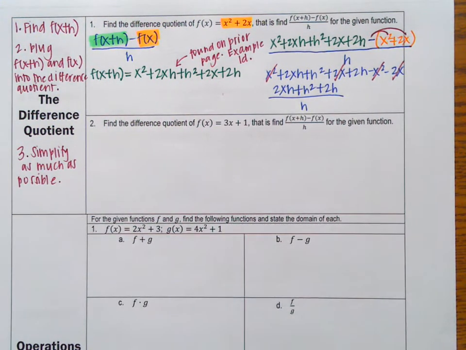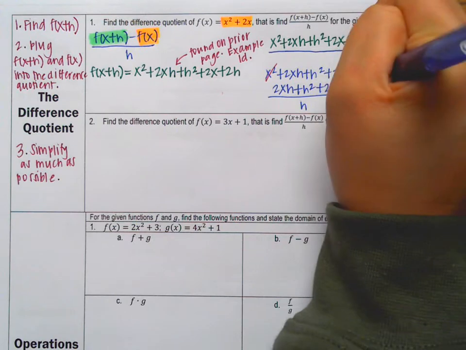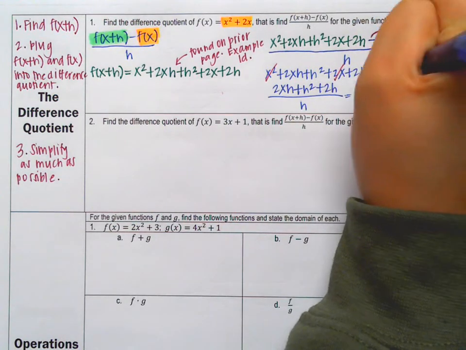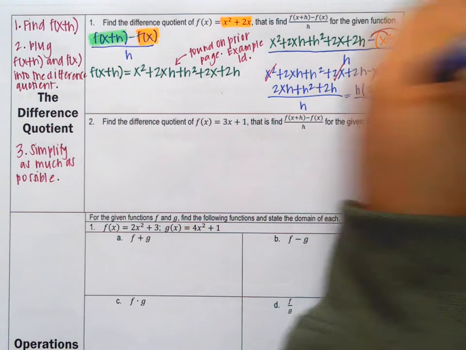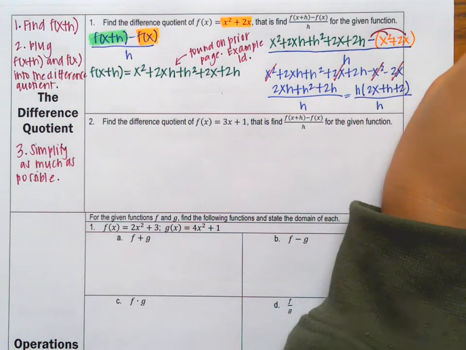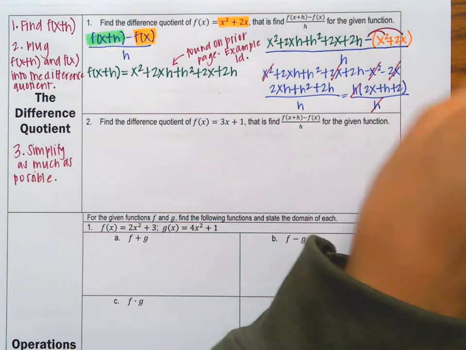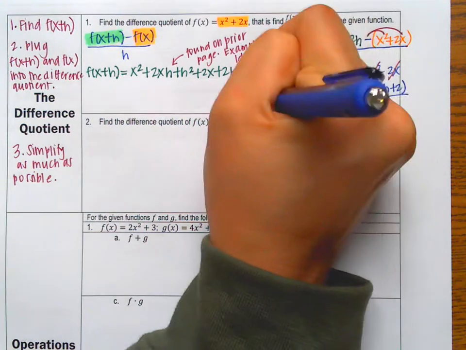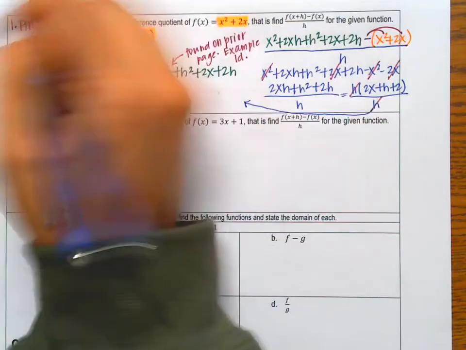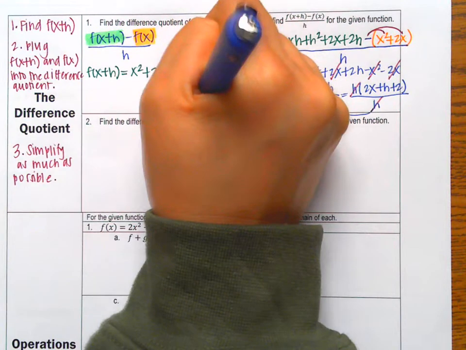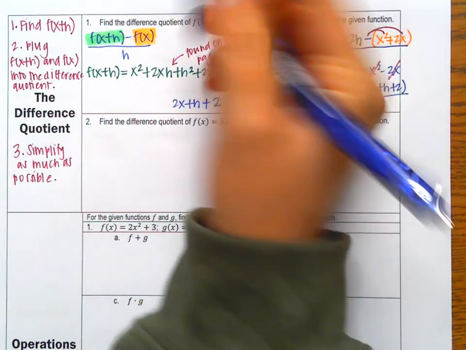Well, what do all of those terms in the numerator have in common? 2xh plus h squared plus 2h. They all have an h. So we can factor out a GCF of h, and I'm left with h times 2x plus h plus 2, divided by h. The h and the h simplify to be 1. So my final answer, sorry I'm moving it all over, is 2x plus h plus 2.